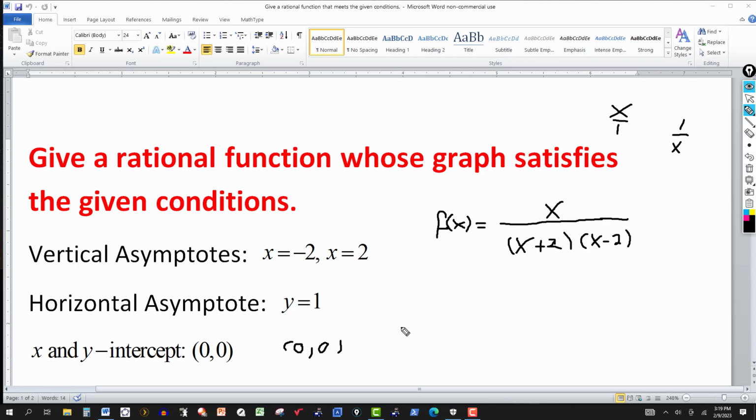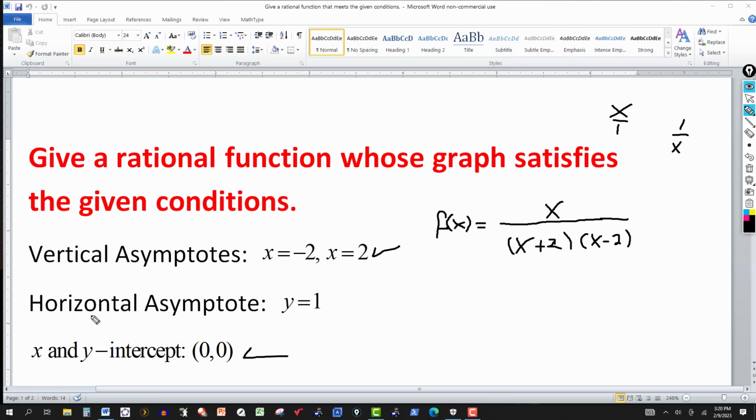Now, to get the x-intercept, I replace the y by 0. Okay, so the y would be over here. That's your f of x. Put a 0 there, and then when is this right side 0? Well, it's going to be 0 when the numerator is 0. That, of course, is going to be 0. So that'll work. So what I have there will satisfy this condition and this condition.